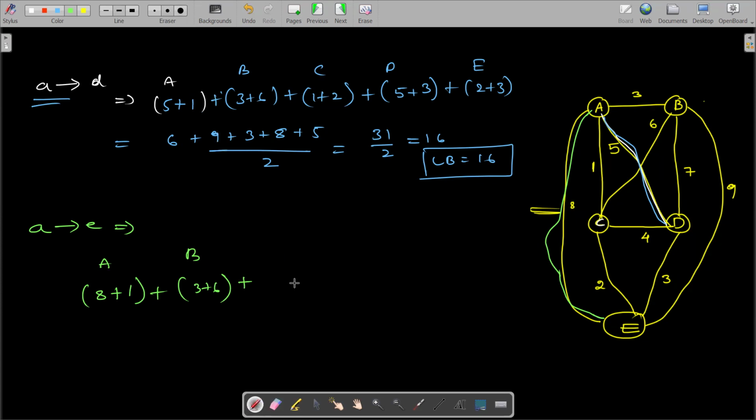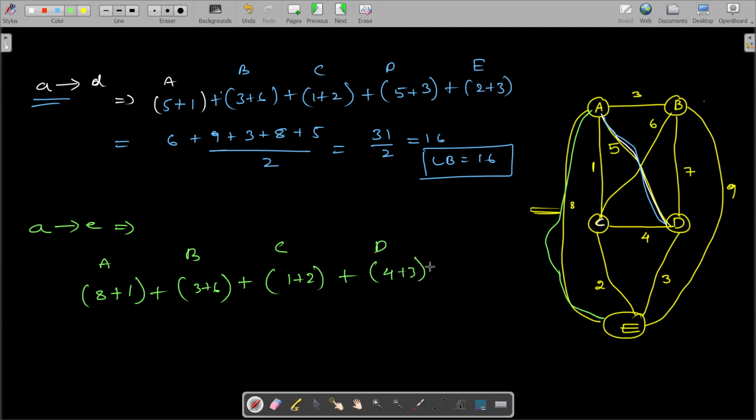Fine. Again, C. So C means what? Okay, 1 and 2 are the common ones, so 1 plus 2. Plus D. You check D. D means 4 and 3. Okay, 4 and 3. Why 4 and 3?